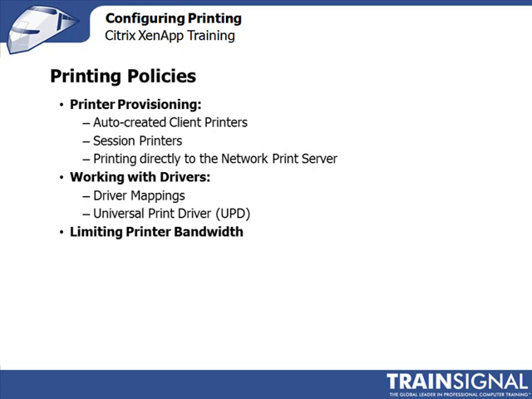Then we're going to talk about session printers. Session printers is a way for you to augment what the user is getting from a printer's perspective. They're automatically getting their auto-created client printers, but if you want to make available certain network printers for users in a certain area, you can add those via policy, and we'll talk about that as well. Then we're going to talk about printing directly to the network print server. What are some of the advantages? I'll show you the policy where you can go and enable that so it's printing directly to the network print server and not having to go from XenApp, the client, to the network print server to the print device.